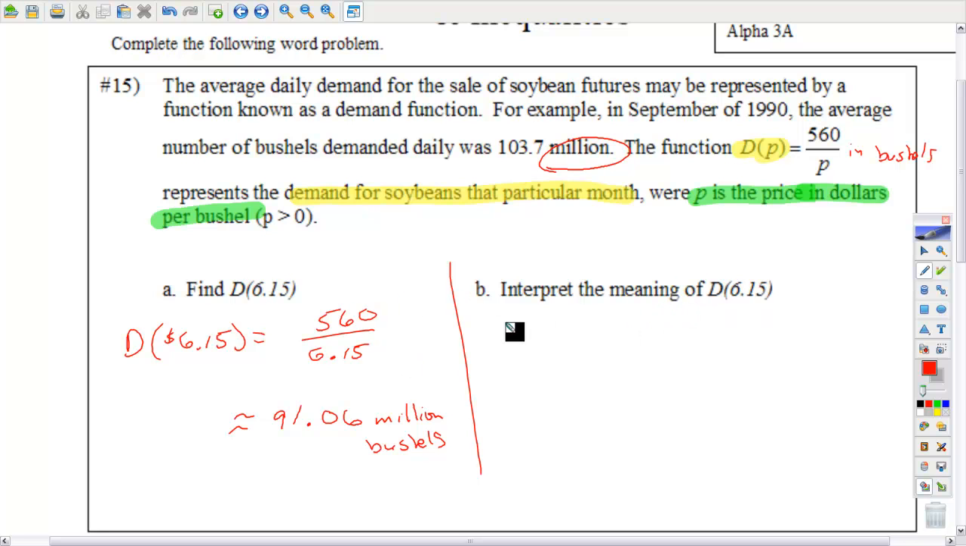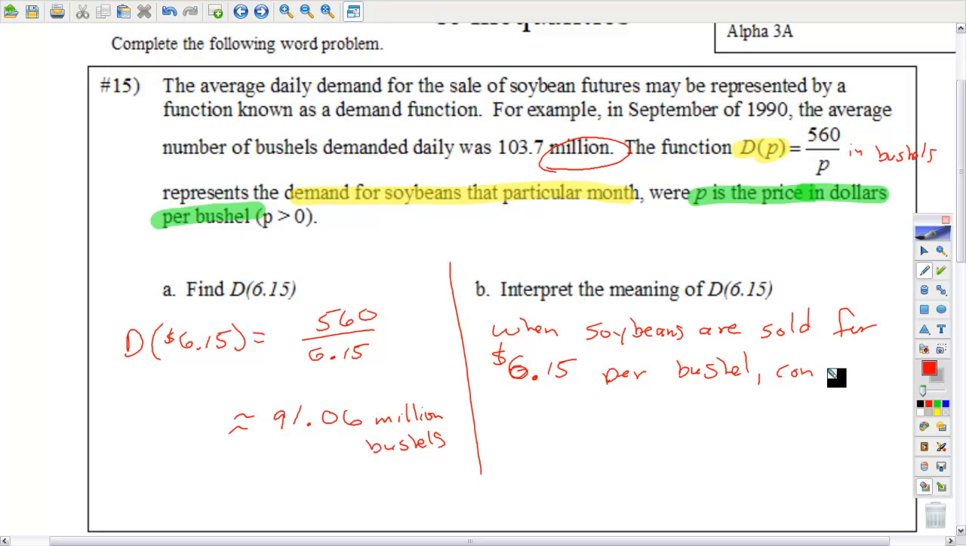Interpret the meaning. Well, when soybeans are sold for $6.15 per bushel, consumers will purchase 91.06 million bushels.